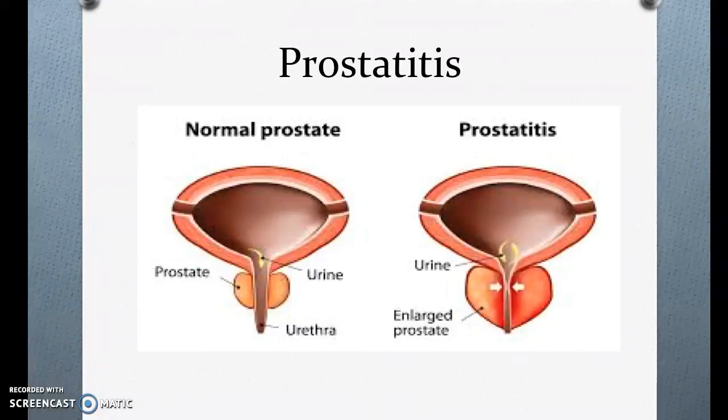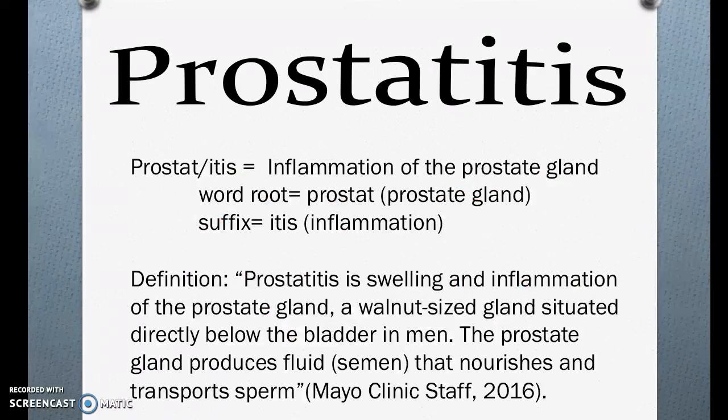Next, I'll be talking about prostatitis. Prostatitis is an inflammation of the prostate gland. This word has a word root and a suffix. The definition from the Mayo Clinic is that prostatitis is swelling and inflammation of the prostate gland, a walnut-sized gland situated directly below the bladder in men. The prostate gland produces fluid, semen, that nourishes and transports sperm.